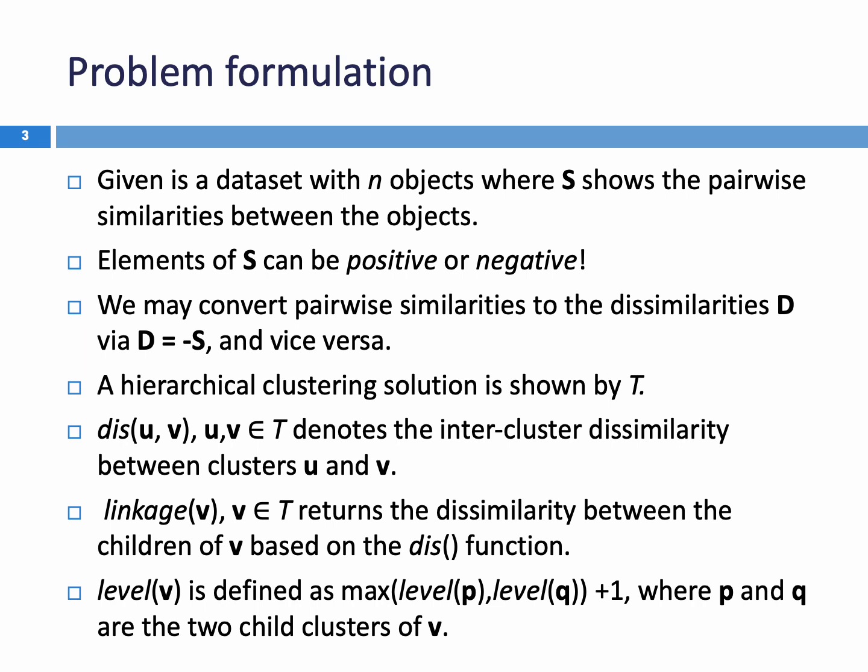The function dis, defined between U and V, denotes the intercluster dissimilarity between these two clusters. Linkage of V returns the dissimilarity between the children of V based on the dis function which is used. And level of V is defined as the max of level of P and level of Q plus 1, where P and Q are the two child clusters of V.